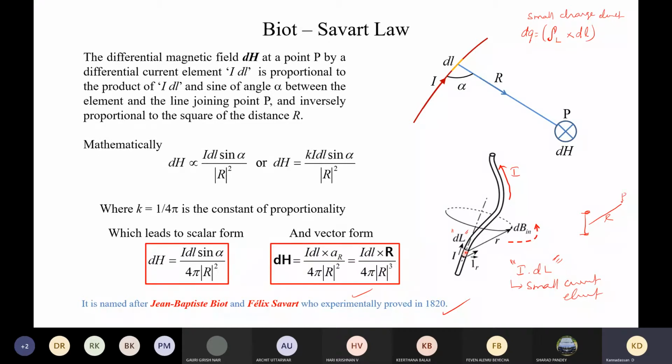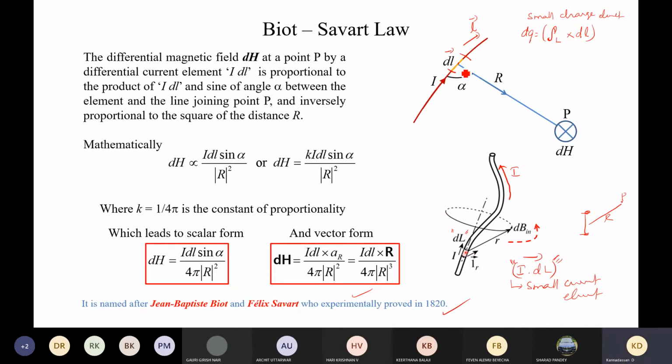Now the question is how this small current element produces the magnetic field. How to define that? Here we can see that there is a line, and in that line this current I is passing. At a particular point we have taken a small length dl, and this dl has its own vector, which comes from the L vector itself. From that we get the dl vector, and I into dl will be a small current element.